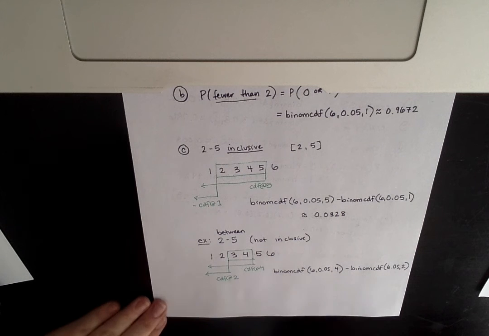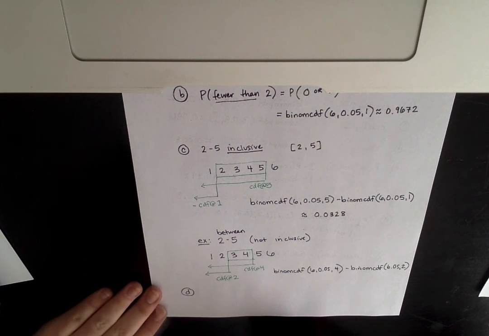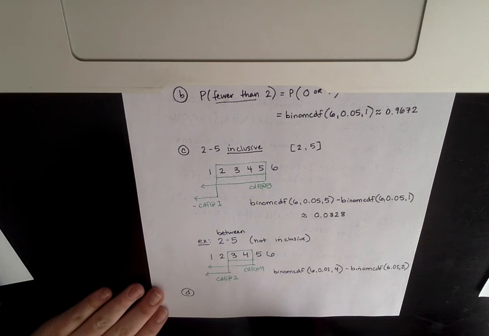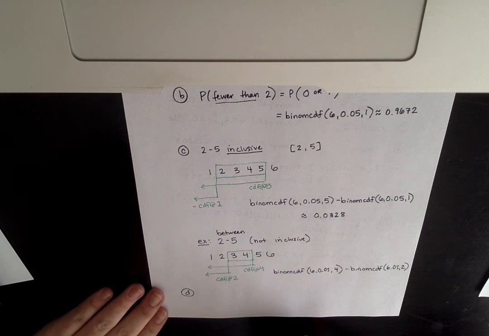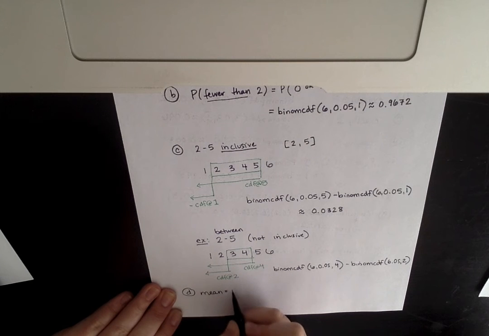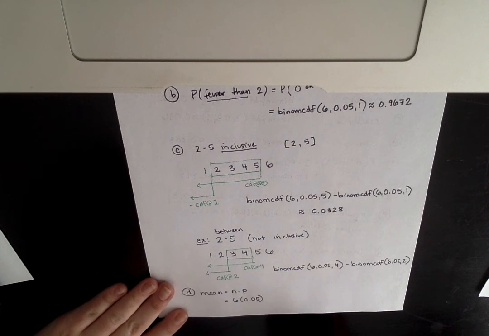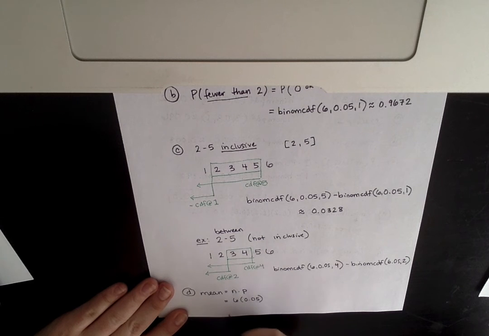Okay, we've only got one more problem to do, part D here, okay? D says to find the mean and standard deviation of the number of failing components. So if you remember from the first video, the mean is n times p. And in this case, there are 6 components, and the probability of success is 0.05. So if I multiply these together, that gives me a mean of 0.3.